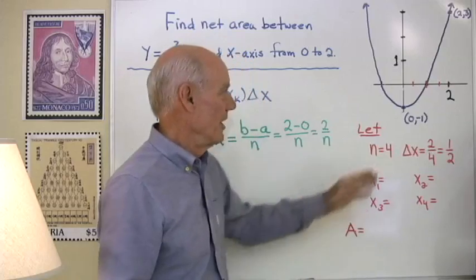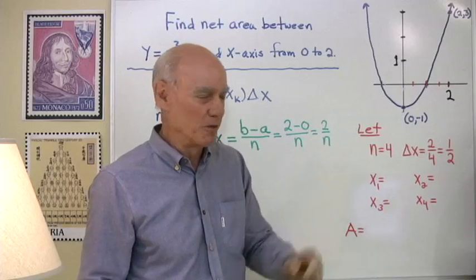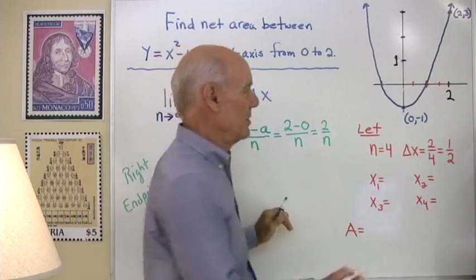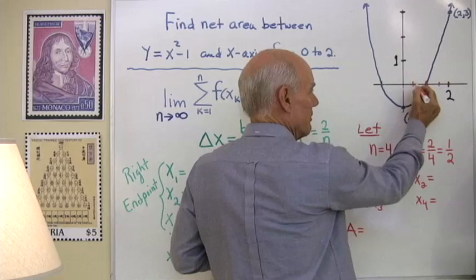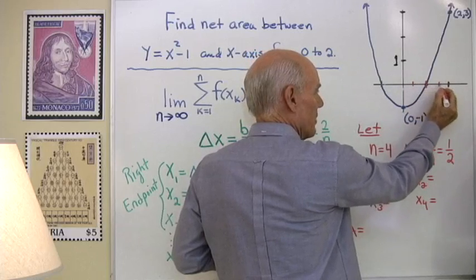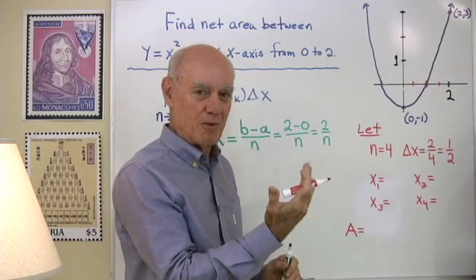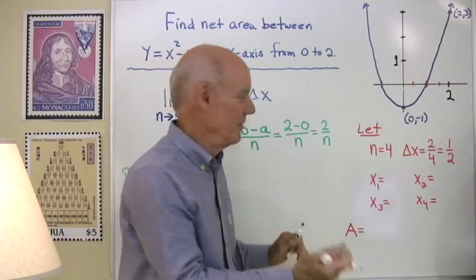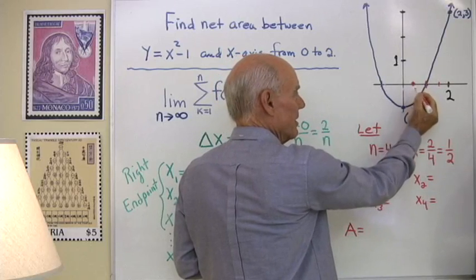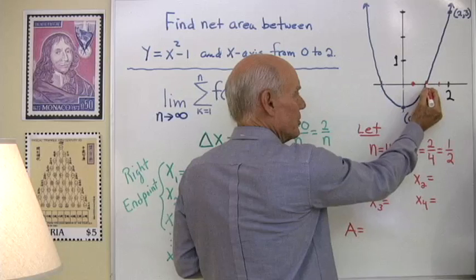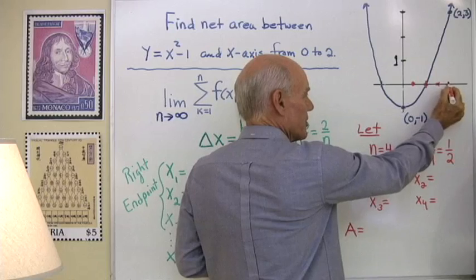Now I know I'm going to have a bunch of little rectangles whose width is equal to 1/2. What is the height going to be? For this, I have to pick one of the values of x in each interval. I'm going to make it easy on myself and just take the right endpoint. So x sub 1 is going to be this number, x sub 2 this number, x sub 3 this number, and x sub 4 this number.